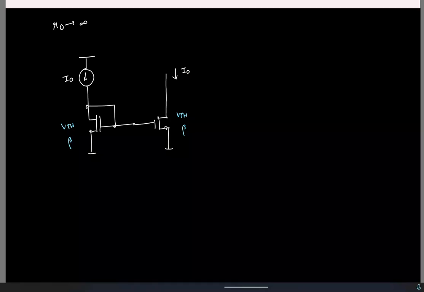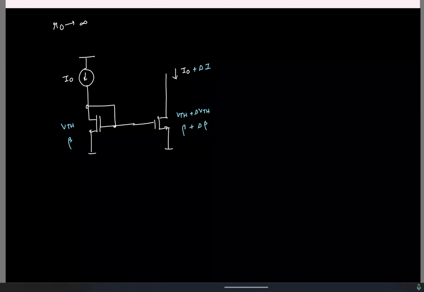So in practice, let us say the second transistor has a threshold voltage VTH plus delta VTH, current factor beta plus delta beta. So this current also will be some I naught plus delta I. So let's quickly try to find out what this variation in this current will be.